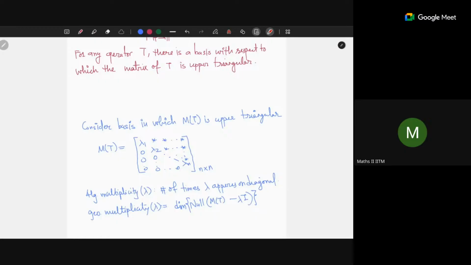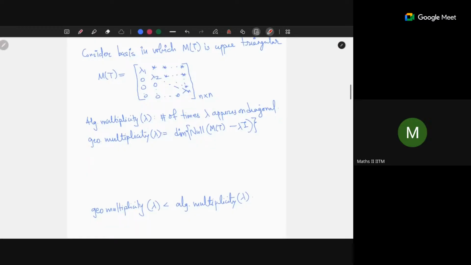So now what is the algebraic multiplicity? Algebraic multiplicity is nothing but the number of times the eigenvalue lambda repeats itself. That's the algebraic multiplicity of lambda, and geometric multiplicity is nothing but the dimension of this space, which is the nullity of T minus lambda I.